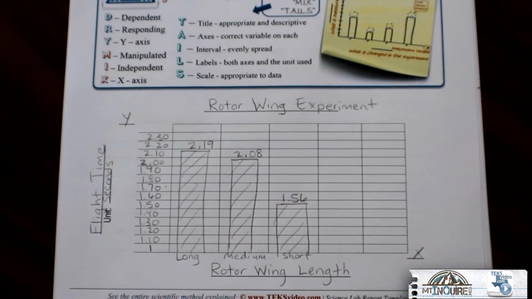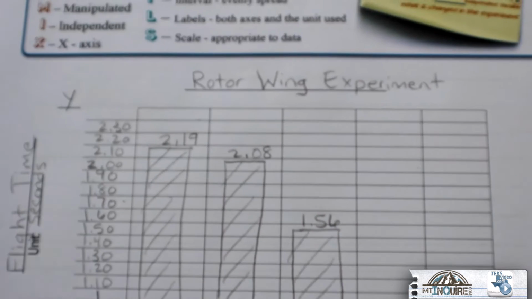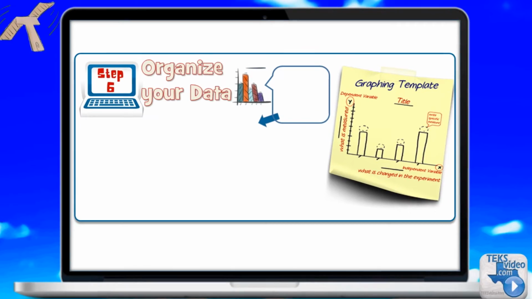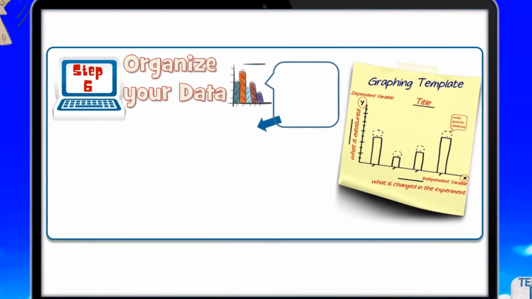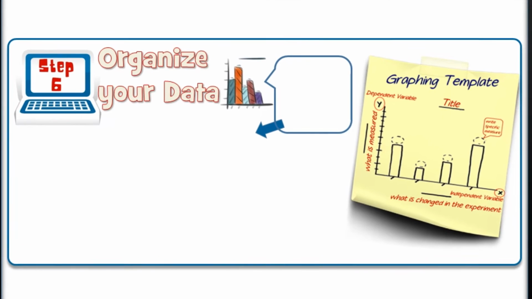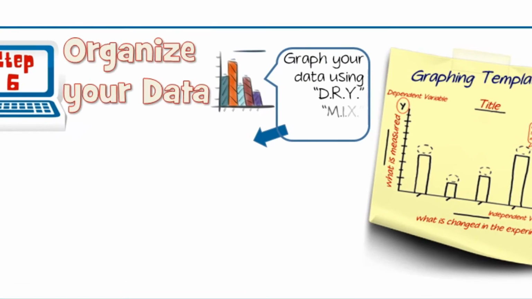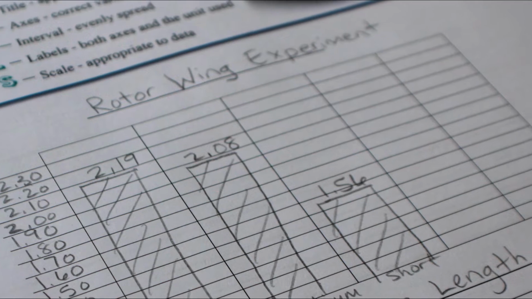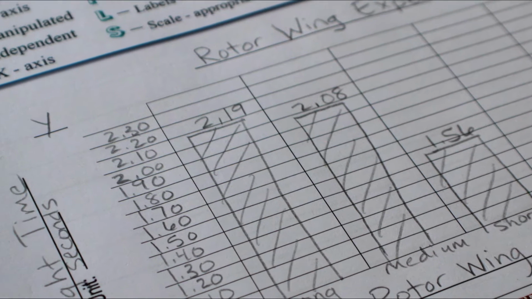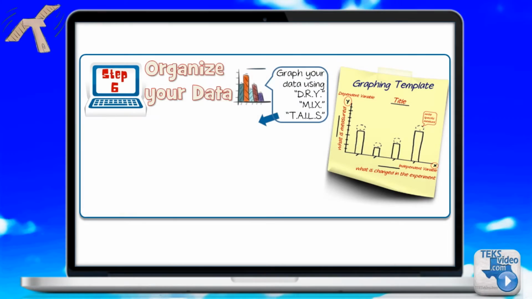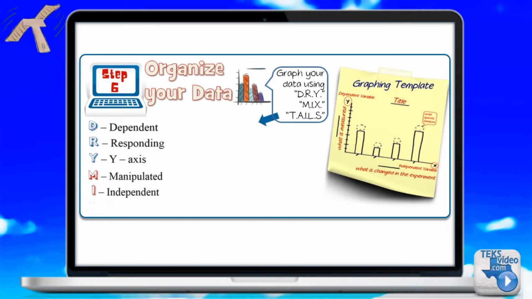Remember to always make sure you label everything on the graph. One of the ways in which we can best remember everything about graphing is to use a popular mnemonic, DRY MIX TAILS. Using DRY MIX helps you to remember which variable goes where on the graph. D stands for dependent, R is responding, and Y stands for y-axis. M stands for manipulated, I is independent, and X is x-axis.